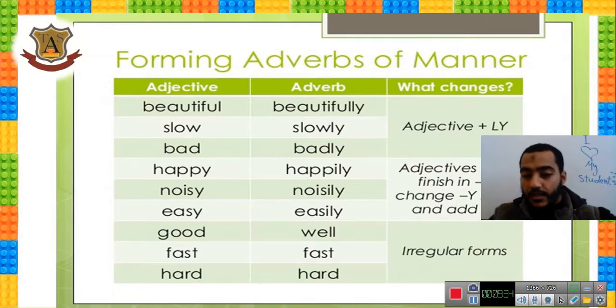But the irregular forms here: good becomes well. Fast stays as it is. Hard stays as it is. Don't say hardly. Don't say fastly. Okay? Focus here. Don't add ly to the irregular forms. Good, fast, hard. Fast and hard as they are. The car is fast. Fast here is an adjective. Why? Because I describe the car and the car is a noun. But if I said the car moves fast, fast here is an adverb. Why?